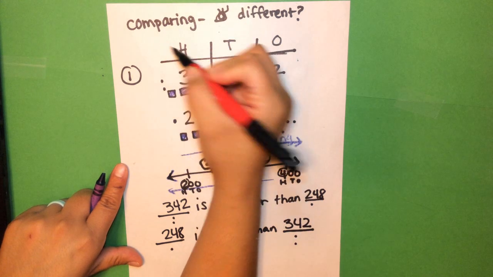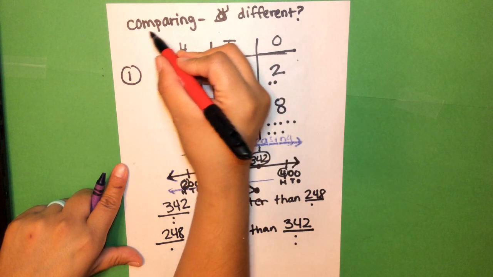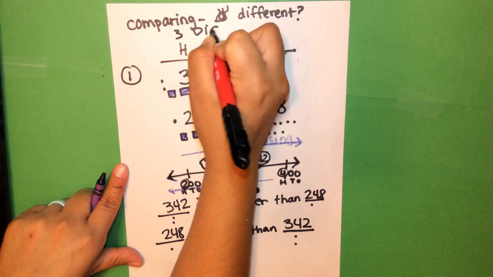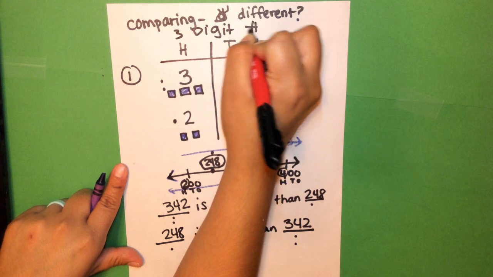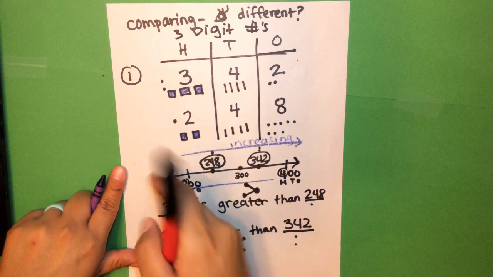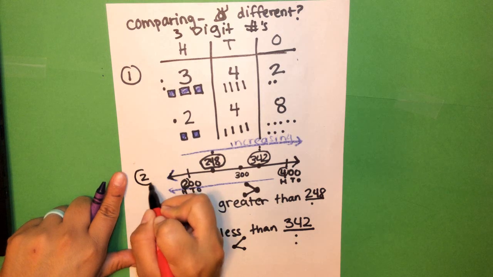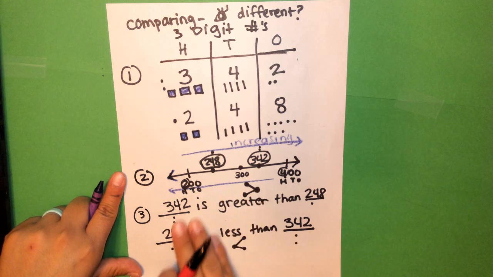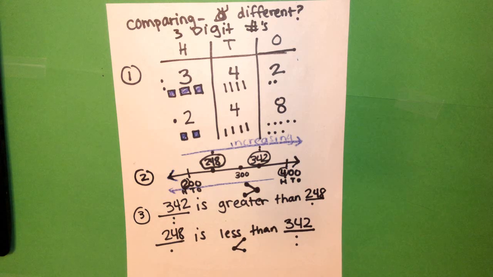Okay? I write, you write. Please make sure that you have all of your notes comparing 3-digit numbers, and then label it. The first thing that you do is your place value chart. The second thing that you do is your number line. The third thing that you do is your relationship.